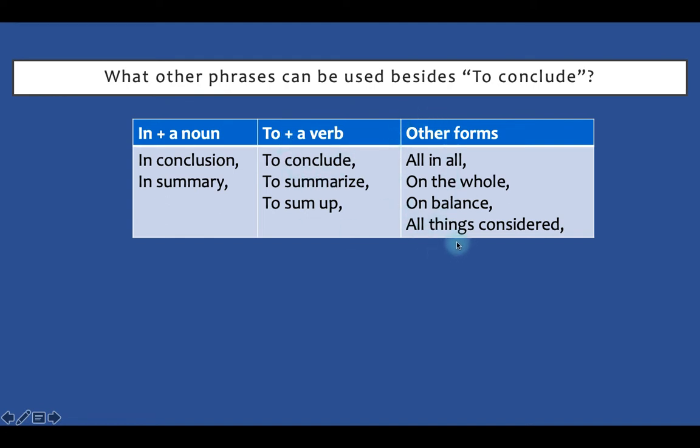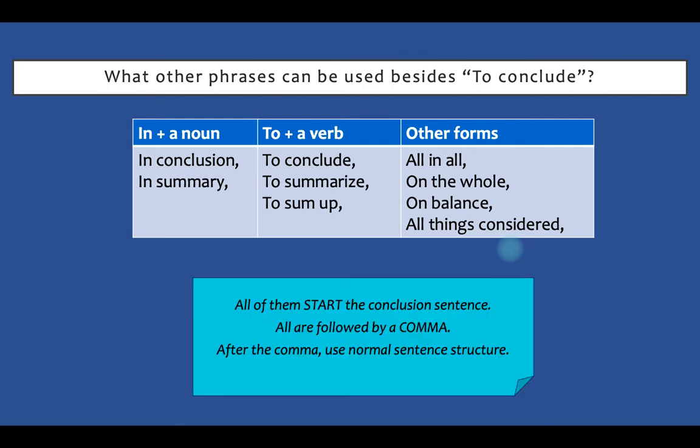And here are a few other forms that we use: all in all, on the whole, on balance, all things considered. We don't want this phrase to be too long. It's nice if it's just 2 or 3 words. That's enough. All of them start the conclusion sentence. They all are followed by a comma. And then after the comma, you're going to use normal sentence structure.